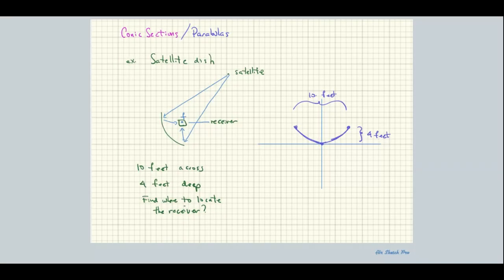Okay, there we go. So here I've got a picture of the side of my satellite dish, right? And obviously, unlike a parabola, you can't let the satellite dish go on forever, so it's going to be a particular size. The idea here is we're going to have 10 feet across and 4 feet deep. Now we're going to use this information to figure out where to put that receiver.